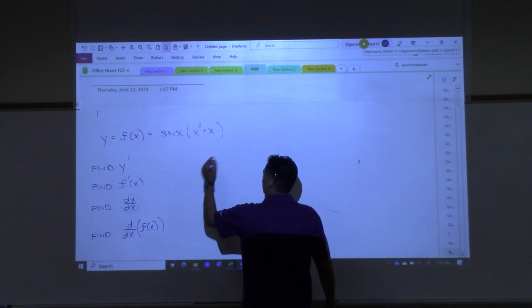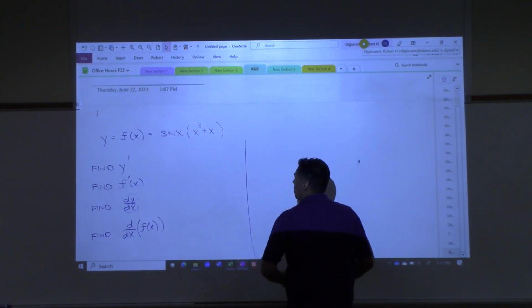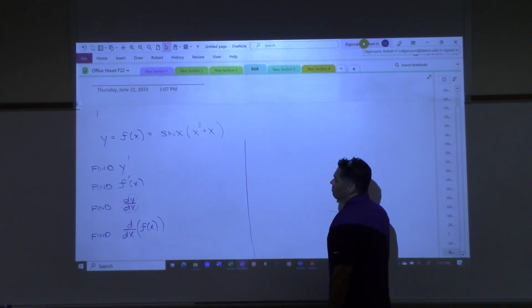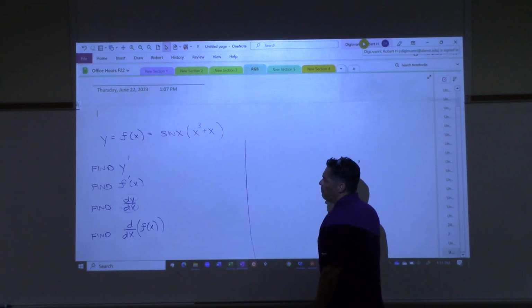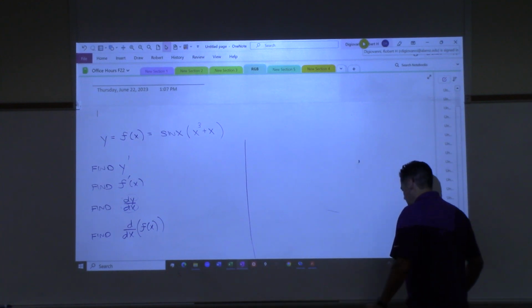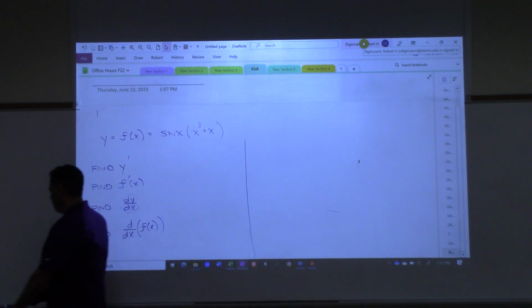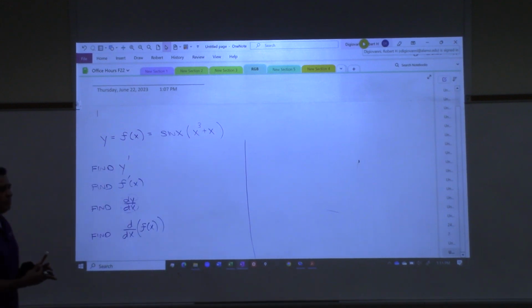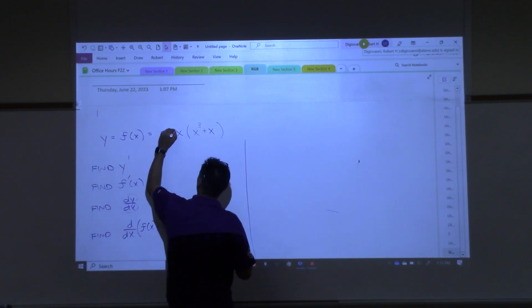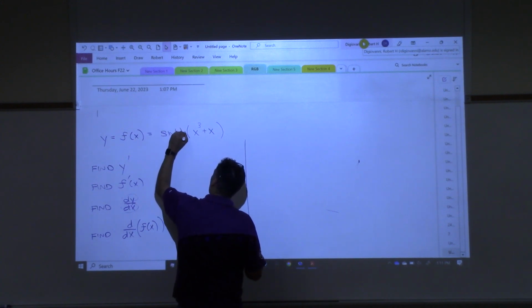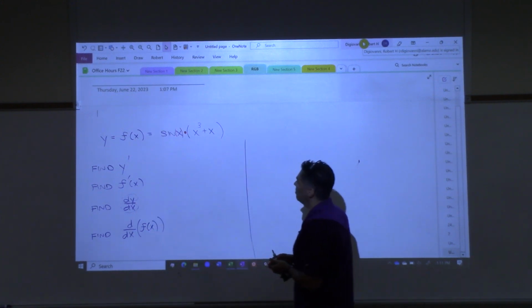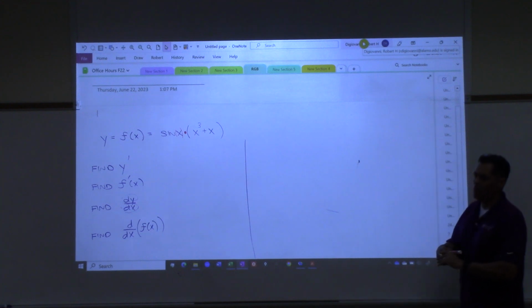Now, getting back to this problem, we have here the product of two functions. Do you all agree with that? Do you all see that there is a product between these two? We have this right here, sine of x, times, there's our multiplication right there, x cubed plus x.